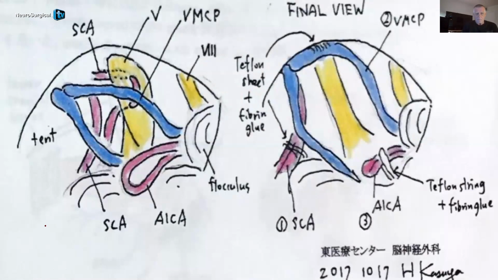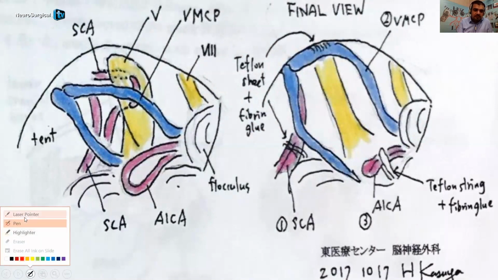Those are quite good tools. And this is the illustration of Professor Hidetoshi Kasuya. Please compare the left with the right side. The left side is the intraoperative finding, and the right side is the postoperative. There is a bridging vein above the trigeminal, which is the vein of the middle cerebellar peduncle, and here we just push it using a Teflon and fibrin glue sling.